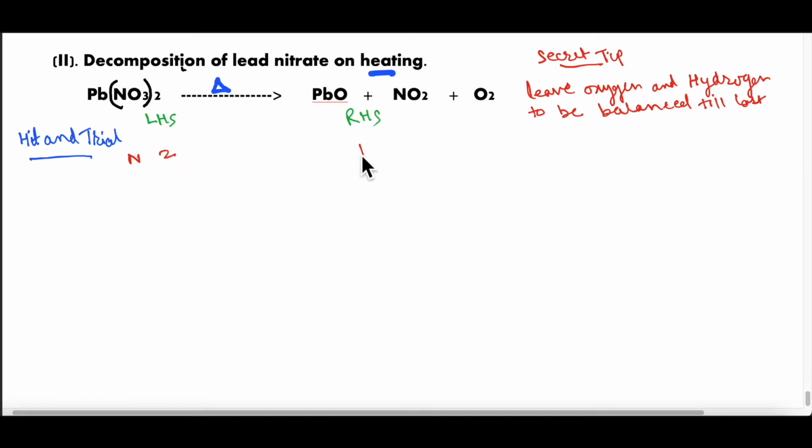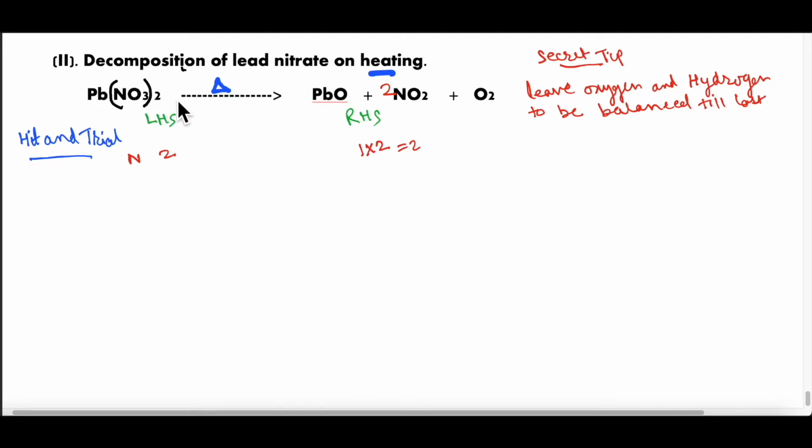Yes, on the product side, we will multiply this nitrogen by 2 so that we have 2 nitrogen atoms on the product side. Now, recall the basic step that whenever you make any changes on any of the sides of the chemical equation, you will have to recheck both the sides every time. So, we have 2 nitrogen atoms on the reactant side and 2 nitrogen atoms on the product side. 1 lead atom on the reactant side, 1 lead atom on the product side.